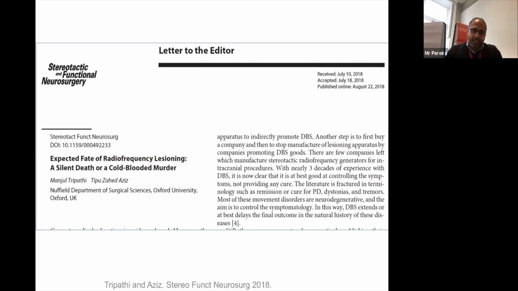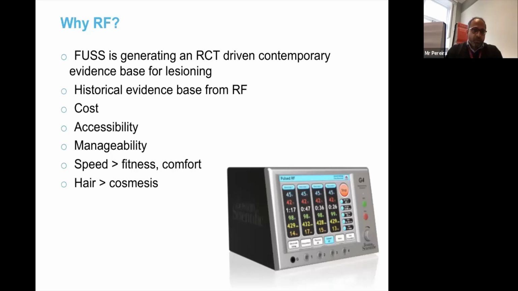So it's heartening that a few years on from this, we should be speaking in a seminar that is supported by a company that now does both deep brain stimulation and radiofrequency lesioning, and that we can have a platform to talk about it as an effective therapy which has its indications and has its role in the surgical treatment of movement disorders. So why radiofrequency?